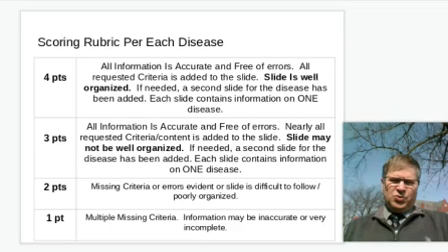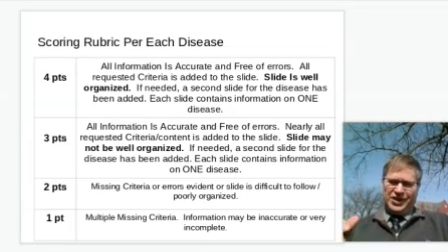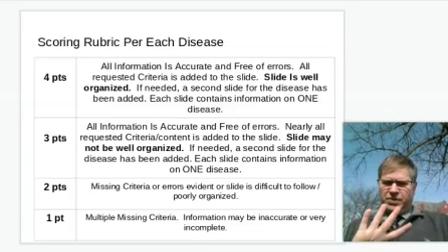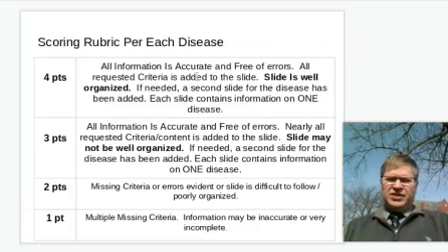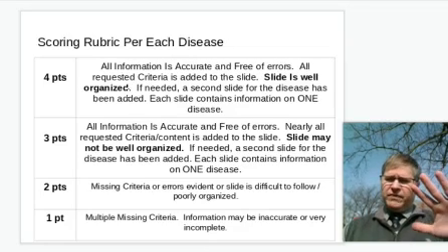How am I going to grade your slides? Well, if you do 6 of these projects, the 6 required different disorders, each one's worth 4 points. So how do you get a 4? All information is accurate and free of errors. All requested criteria is added to the slide. So all 5 of those criteria, you've addressed to the best of your ability.